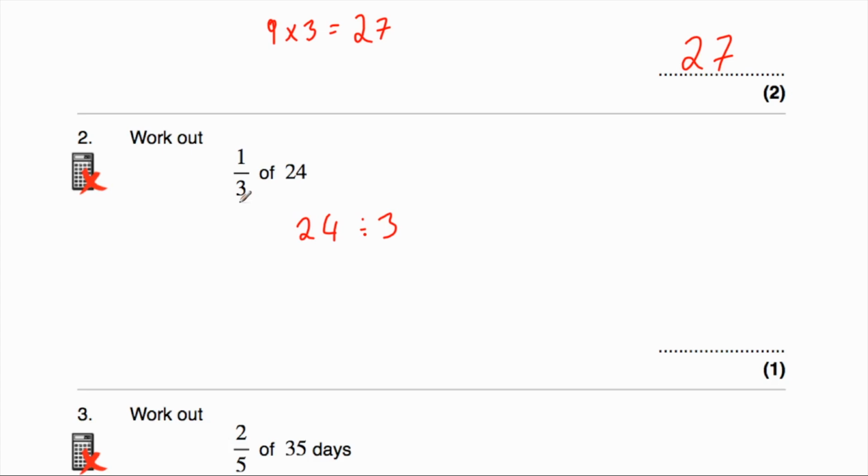So we're going to divide by 3, and there's no point times by 1, so we're just going to divide by 3. So 24 divided by 3 would be 8, because 3 times 8 is 24. So 24 divided by 3 is 8, so that means that a third of 24 is 8. And that's it, so our answer is 8.